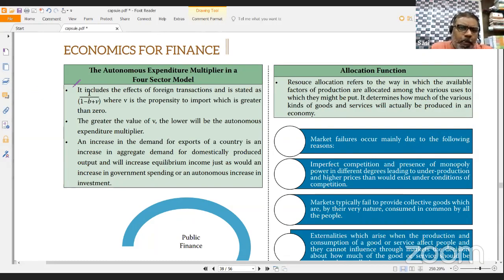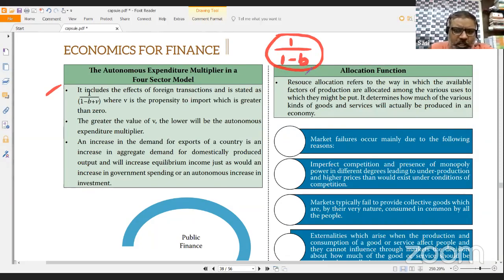And when we look at the multiplier in a four sector model, this is going to be the formula for the multiplier in a four sector model. Normally, the multiplier is 1 divided by 1 minus B. B we know is the marginal propensity to consume. Then 1 minus B will naturally be the marginal propensity to save. So 1 divided by 1 minus B will be the multiplier in a two sector economy, normally speaking.